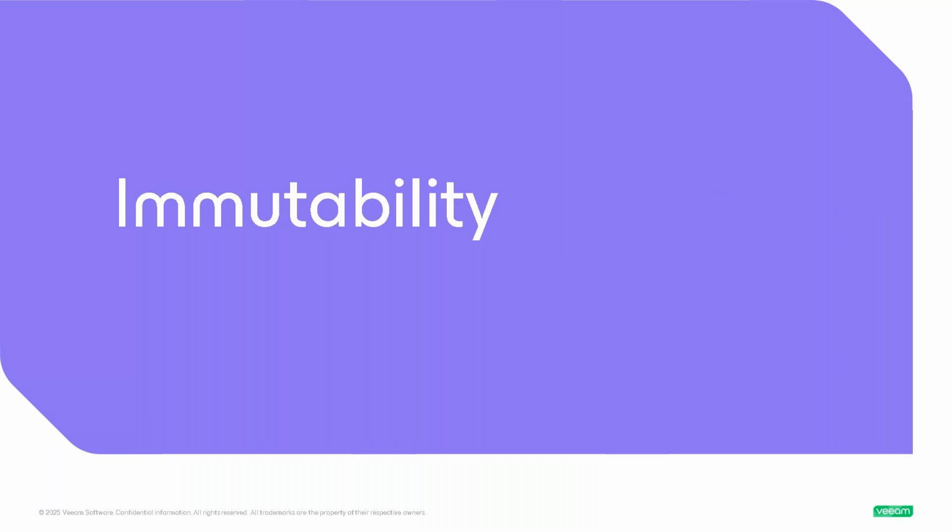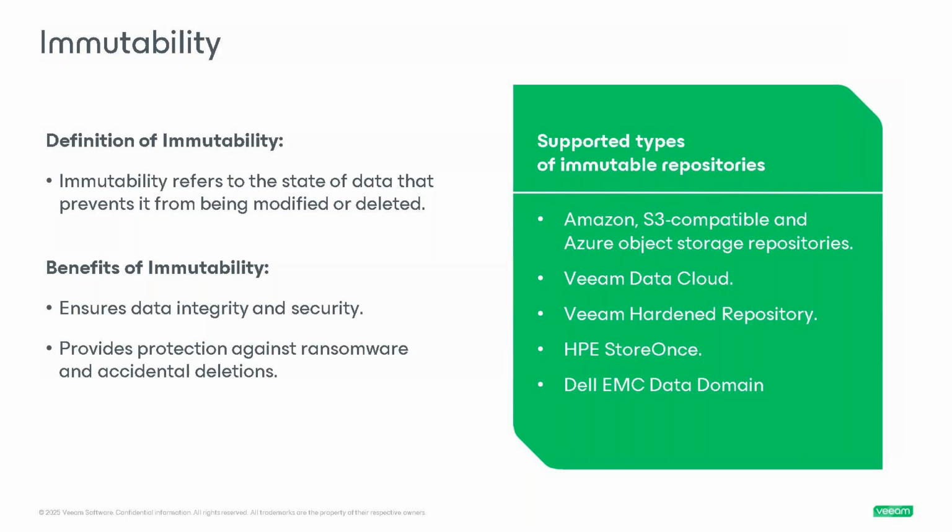So immutability is a great feature for ransomware protection. It basically refers to the state of data that prevents it from being modified or deleted for a certain number of days that you can define. That is accurate, and it just depends what it's integrating with and some of the nuances. But that is generally a true statement, and the idea behind it is accidental deletion, malicious employees, or ransomware attackers, even with the appropriate level of access, would not be able to delete, encrypt or change the backups. So the benefits are that it ensures integrity and security, and it provides protection against ransomware and accidental deletions.